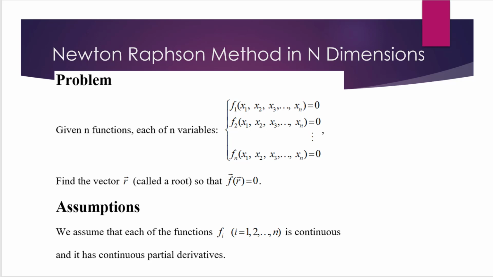The assumptions: we assume that each of the functions fi, i from 1 to n, is continuous and has continuous partial derivatives. Remember that for a scalar valued function, we assume that the function is continuous and also has a continuous derivative. So for a vector valued function, we assume each function is continuous and also each function has continuous partial derivatives.